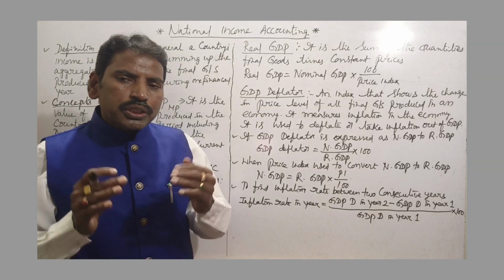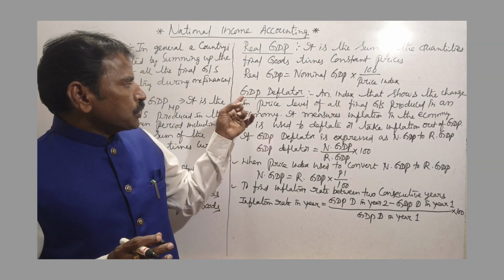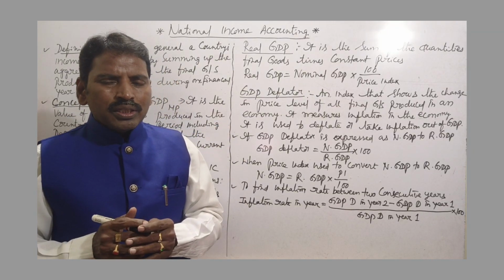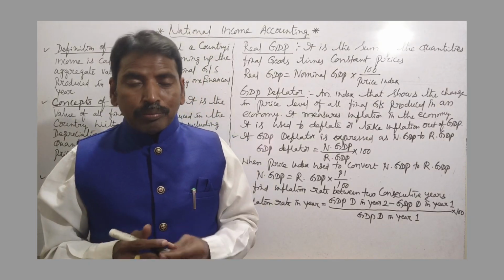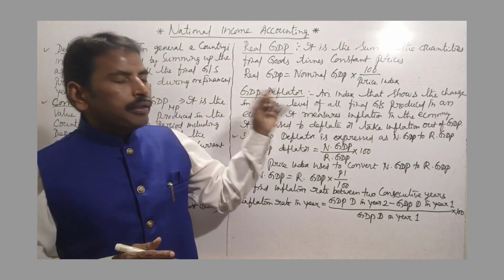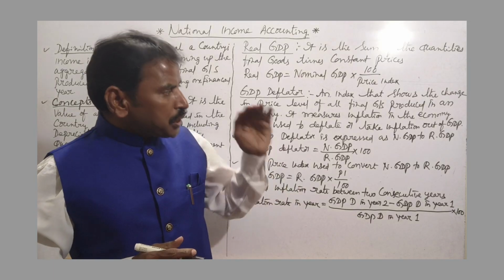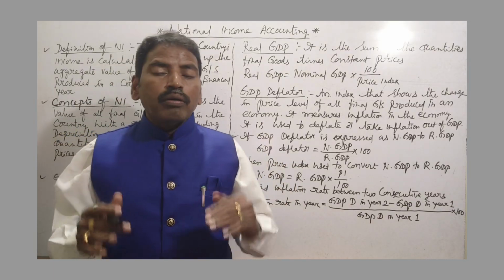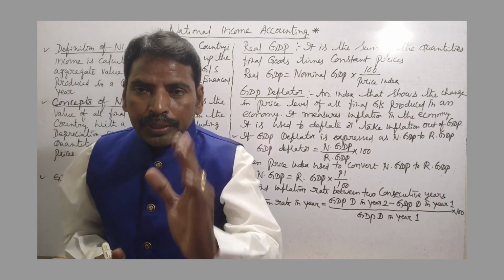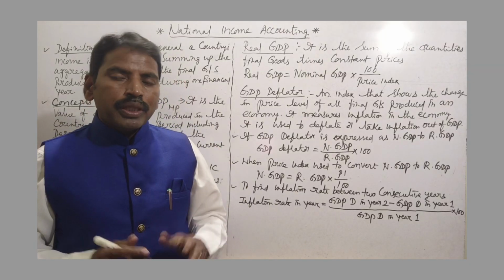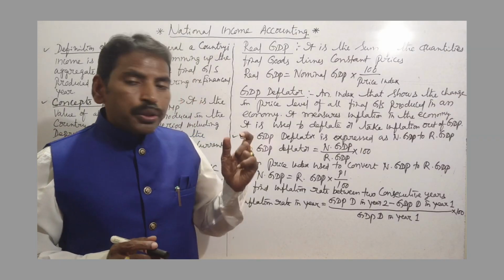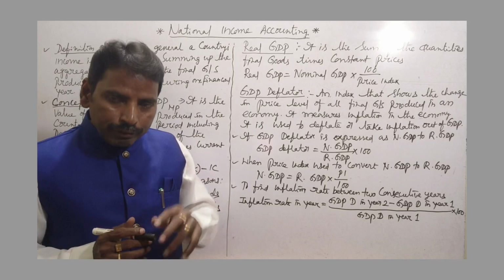Here we are going to stress one more important concept that is called GDP deflator. What is the meaning of GDP deflator? It is nothing but a measure of inflation. GDP deflator is an index that shows the change in the price level of all final goods and services produced in an economy.